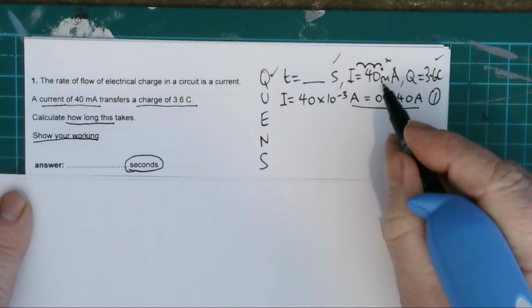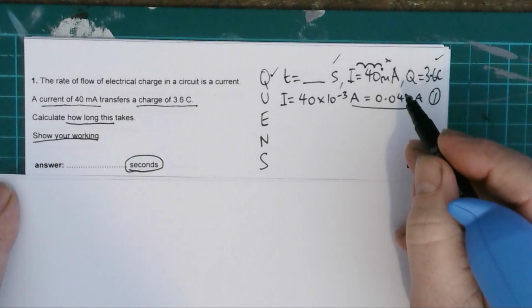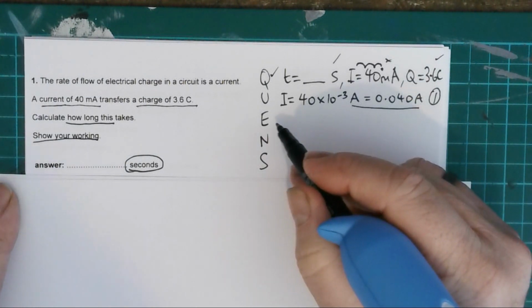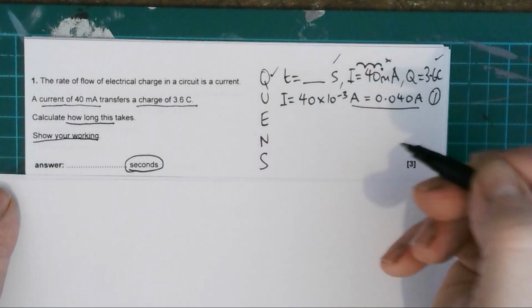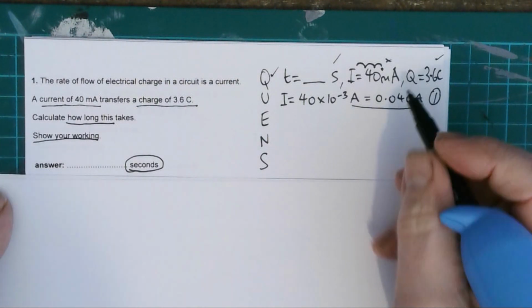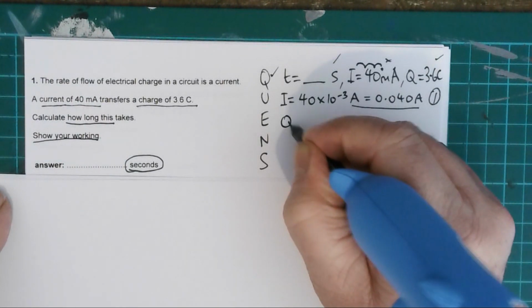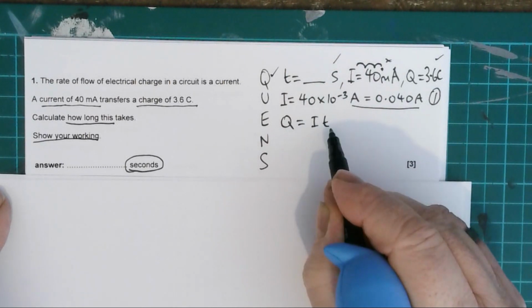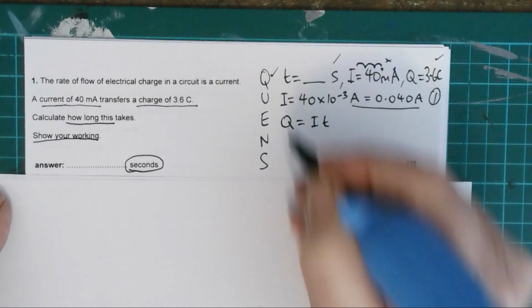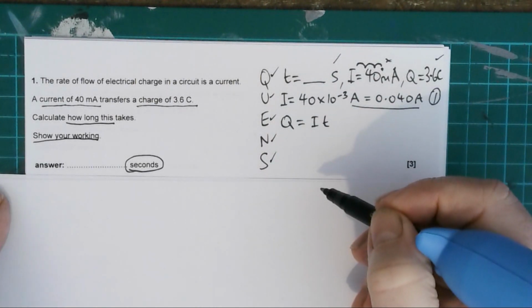You need to know what milli means, what kilo means, what micro means, etc. Learn your prefixes. Equation: I'm going to go to my equation sheet. I haven't actually got my equation sheet handy here, but my head is in the equation sheet. I'm going to find the equation that's got T in it, I in it and Q in it. Q equals IT. Charge equals current times time. I've written it down because QUENS is all about methodical showing of your working, and that's next.